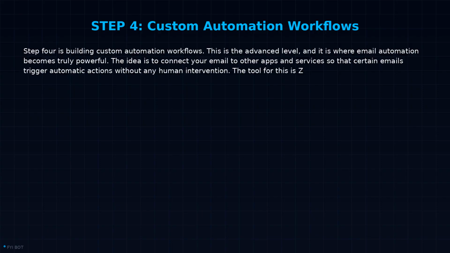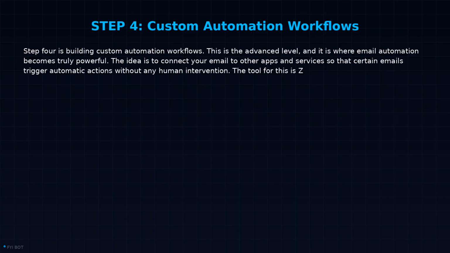Both are automation platforms that connect hundreds of apps together. And both have generous free tiers that are perfect for getting started. Here are some practical email automations you can build today. Automation 1. When you receive an email with an attachment, automatically save it to Google Drive or Dropbox and send yourself a notification. No more manually downloading files.